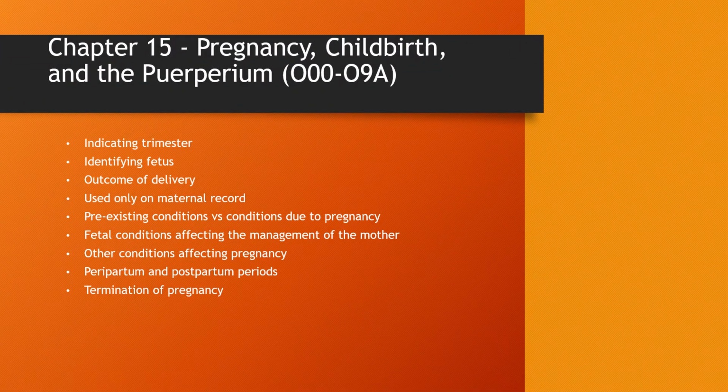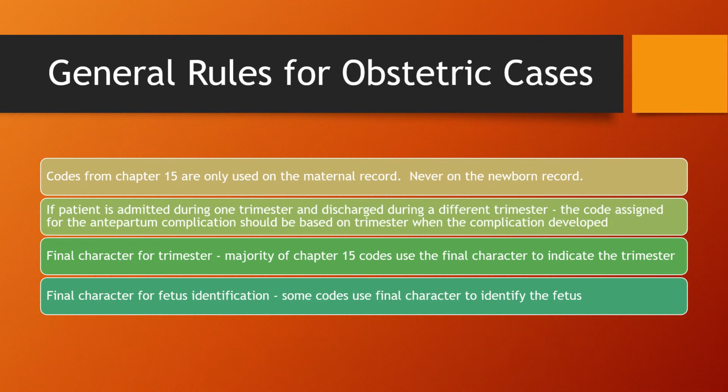Chapter 15 is for obstetrics. The codes begin with O. They go from O00 to O9A. Codes from this chapter are only used on the maternal record, never on the newborn record.